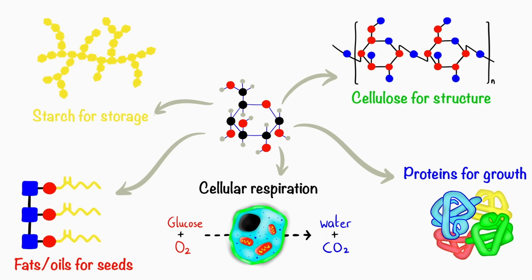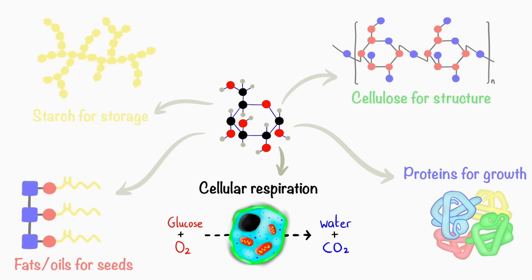Now let's consider what plants do with the glucose they produce through photosynthesis. Plants use glucose in five main ways. First, glucose provides energy through respiration. Just like animals, plants need energy to power their cellular processes. They obtain this energy by breaking down glucose during respiration.